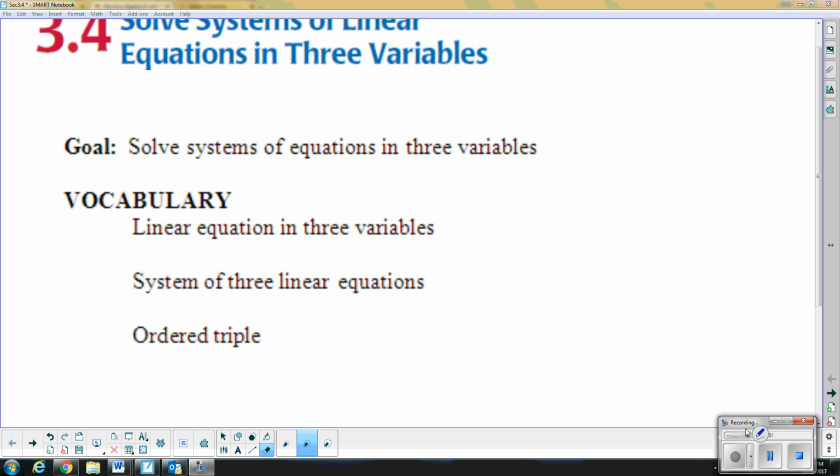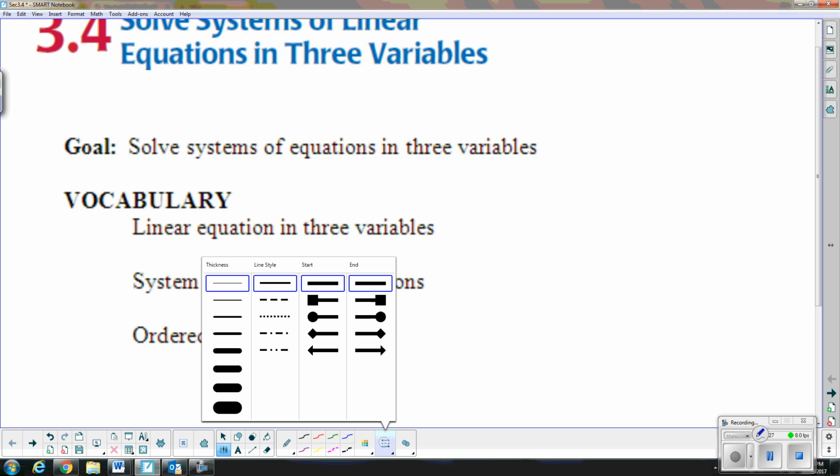Okay, so 3.4, we already did graphing linear systems in 2 variables with 2 equations. We're just adding a third variable and a third equation. So however many variables you have, that's how many equations you need. So you could solve a system with 5 variables, but you would need 5 equations. Okay, so we've got a couple of key terms, linear equation in 3 variables.